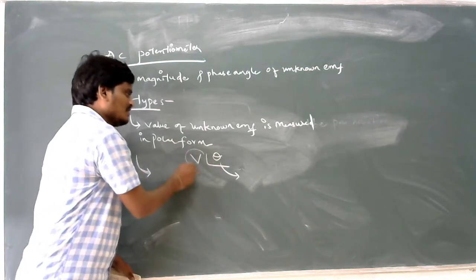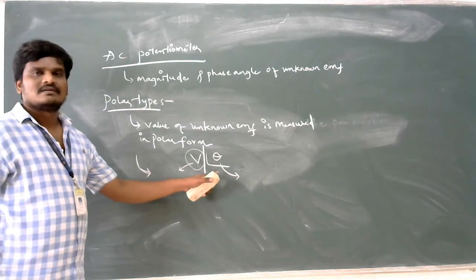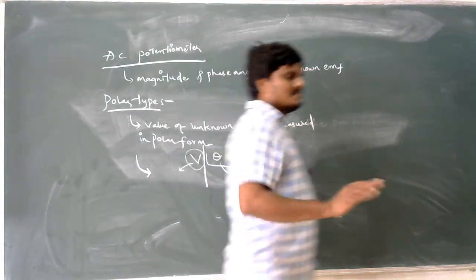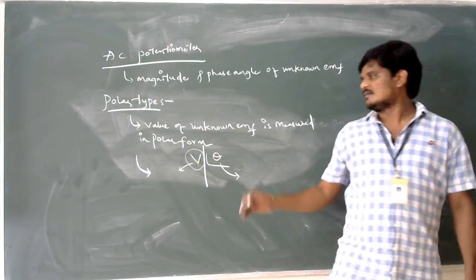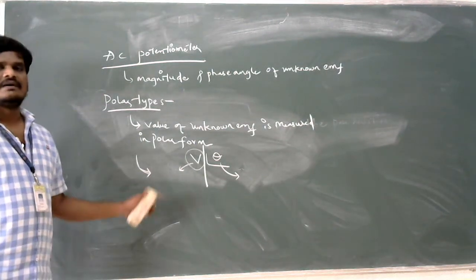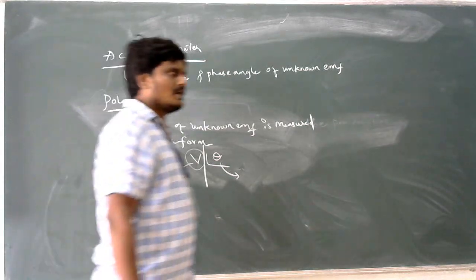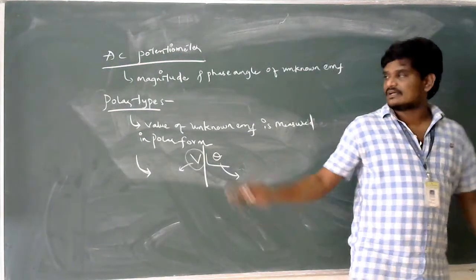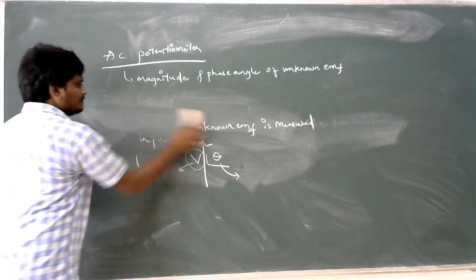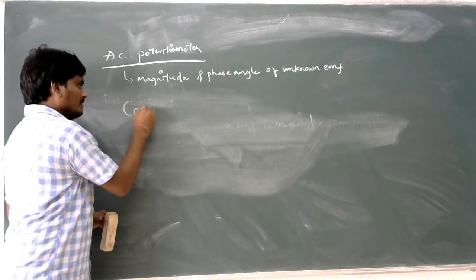The magnitude of the unknown EMF is represented by one axis, and theta, that is the phase angle, is represented by another axis with respect to the reference axis. This is regarding the polar type AC potentiometer. Now we will have a brief discussion about the coordinate type potentiometer.